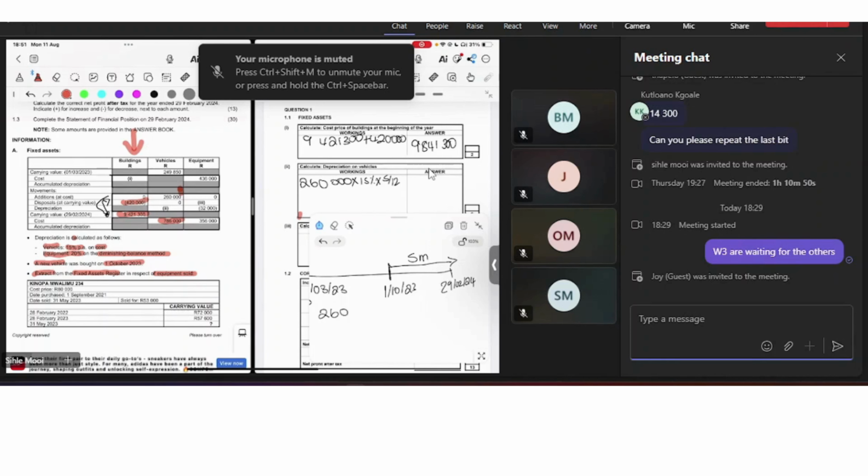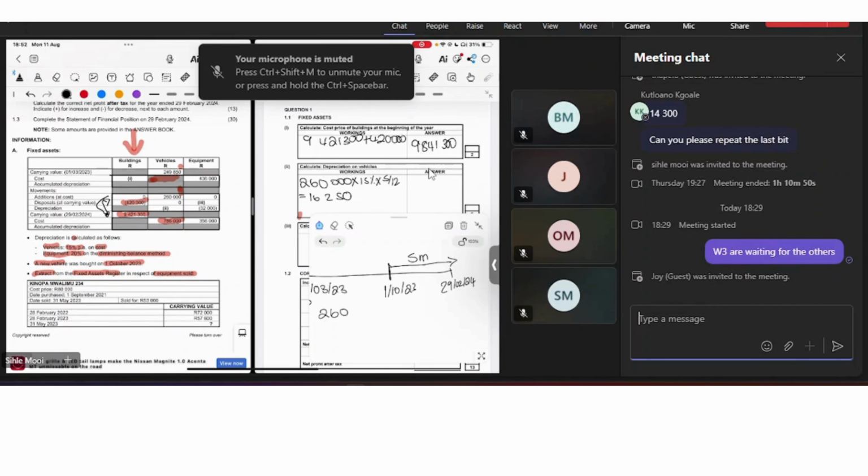So for the new vehicles, that'll be 260,000 times 15% times 5 divided by 12, which will give you depreciation of 16,250. Now, we don't have the cost for the old vehicles. As you can see here, it's empty. There's nothing here. They gave us the carrying value, but we don't have the accumulated depreciation at the beginning of the year to calculate the carrying value.